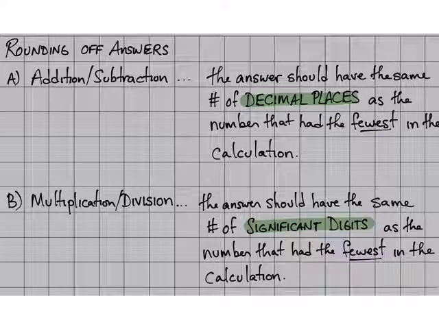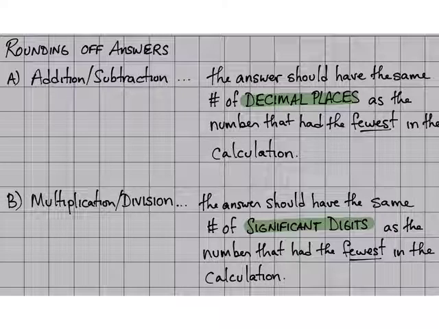If you're doing an addition subtraction question, then you want to focus on the number of decimal places in each of the numbers that you're adding or subtracting. The answer to the question has to have the same number of decimal places as the number in the calculation that had the fewest decimal places. On the other hand, if you're doing a multiplication division calculation, now you want to focus on the actual number of significant digits in the numbers being multiplied or divided. Here, the answer has to have the same number of significant digits as the number in the calculation that had the fewest.